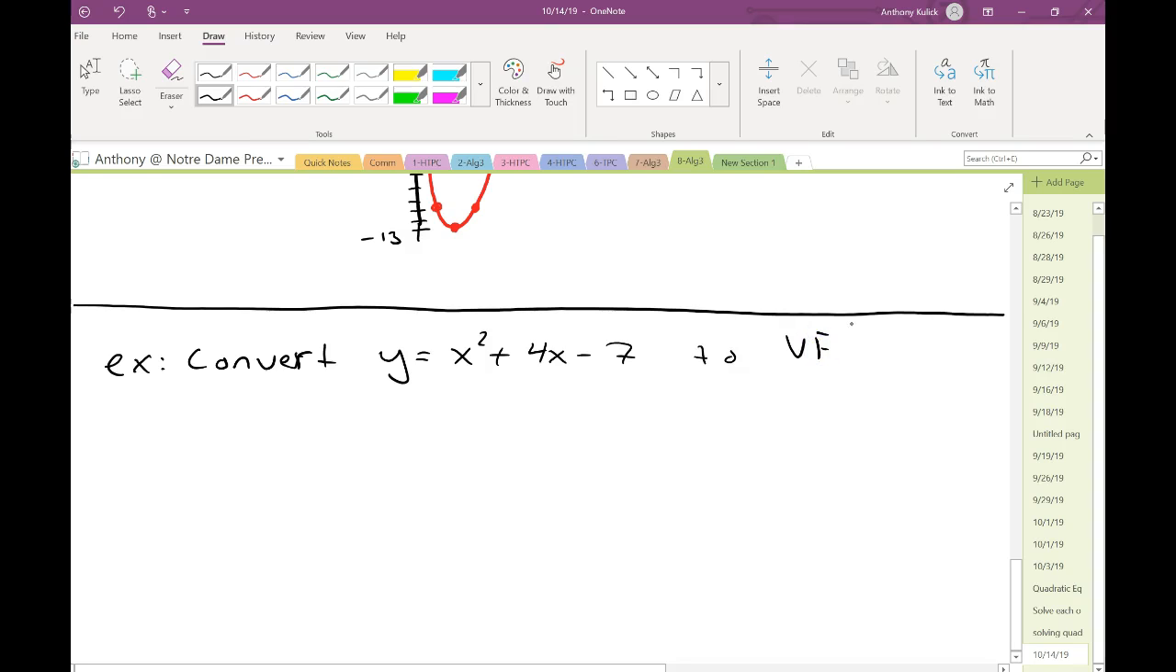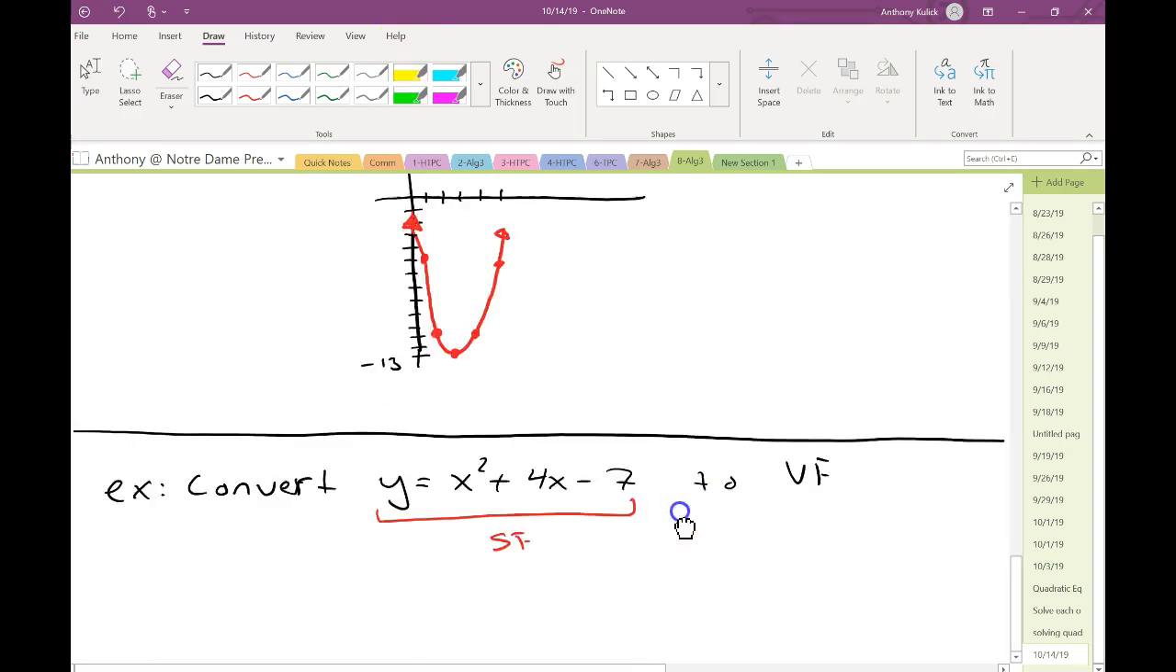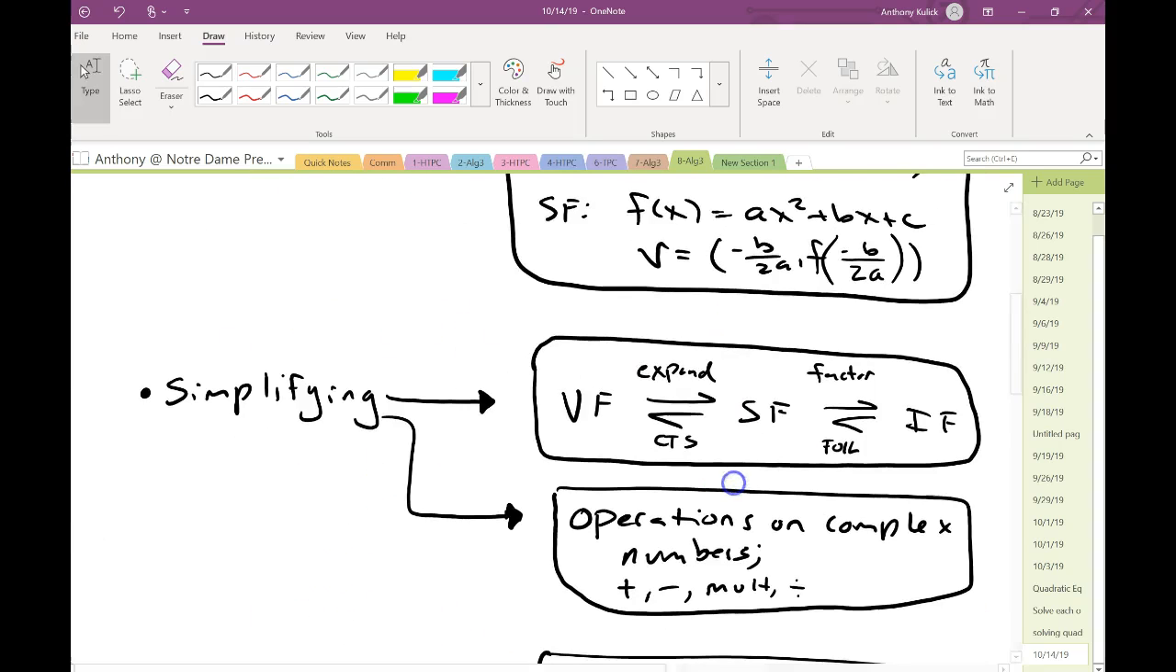So let's say we wanted to convert y equals x squared plus 4x minus 7 to vertex form. What form is x squared plus 4x minus 7 in? This is standard form, right? So if I go back to my table, I'm in standard form, and I want to go to vertex form. So to do that, I have to do completing the square. Everybody agree with that? Okay.